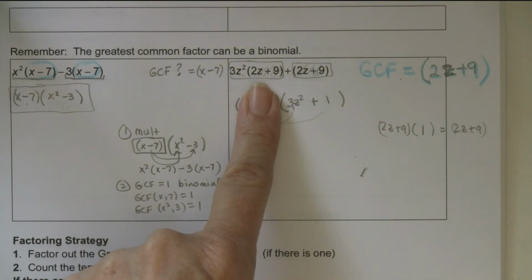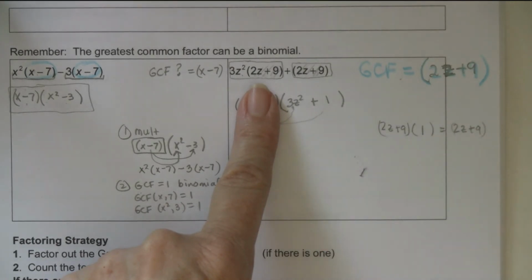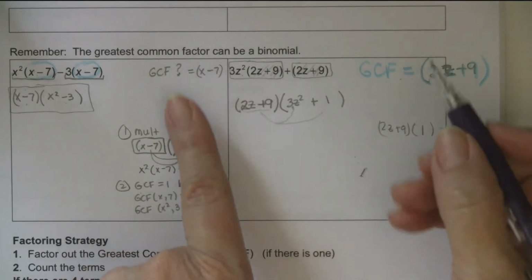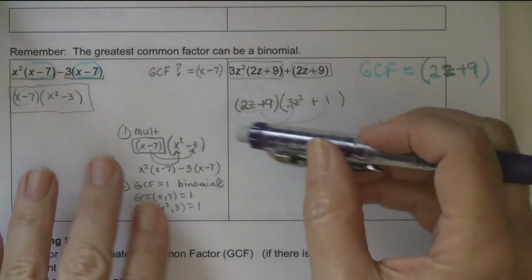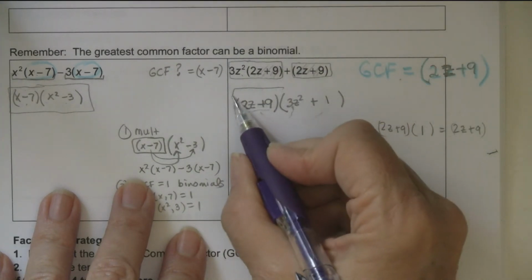What about 3z squared plus 1? What do they have in common? Well, they have 1 in common, right? The smallest number up there is 1. And you can only have in common what the smallest number is, and the smallest number is 1, so they have 1 in common. They don't both have a z, so they don't have z in common. And then we're all done. And so that is our answer. So that's what they were looking for.